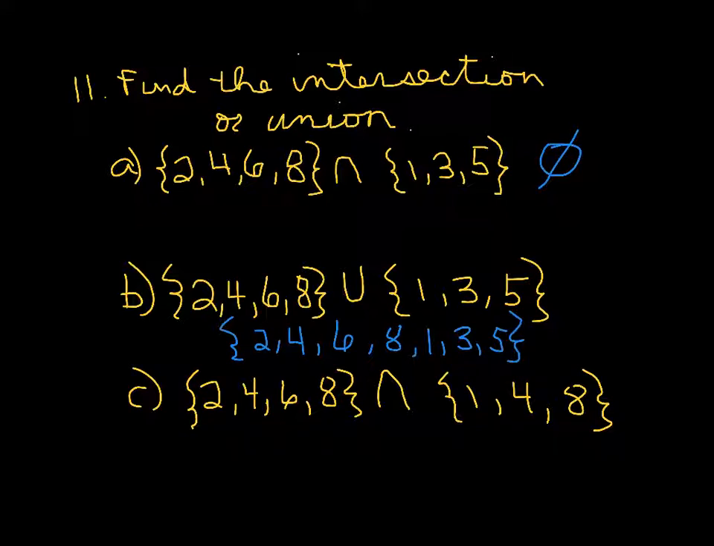C says we have the set 2, 4, 6, 8 intersecting with 1, 4, 8. Are there any numbers that are in both sets? And the answer is yes. 4 and 8 is in both sets, and that is our solution, 4 and 8. And something funky happened to my bracket, so I'll redraw that. Okay.